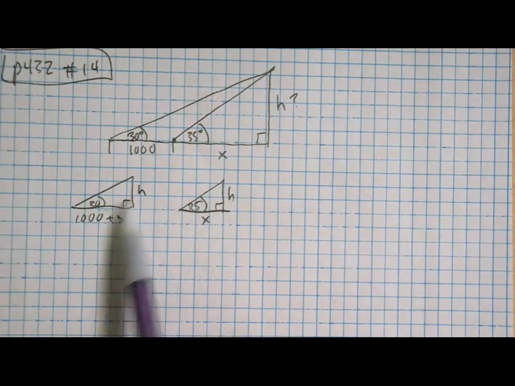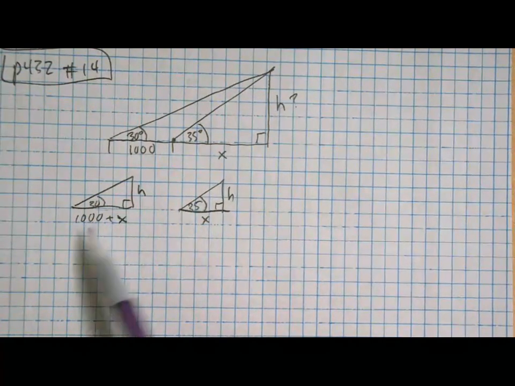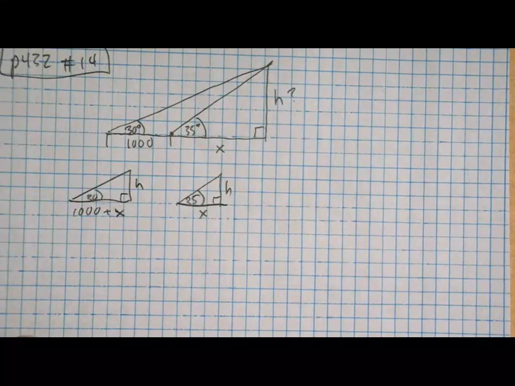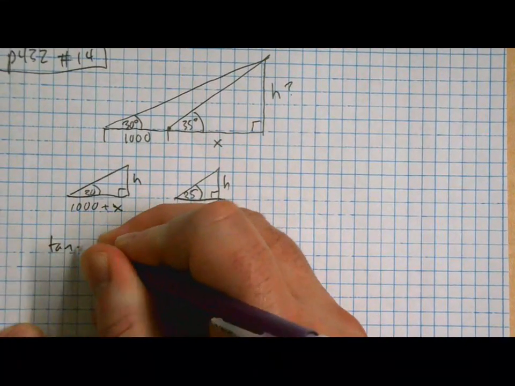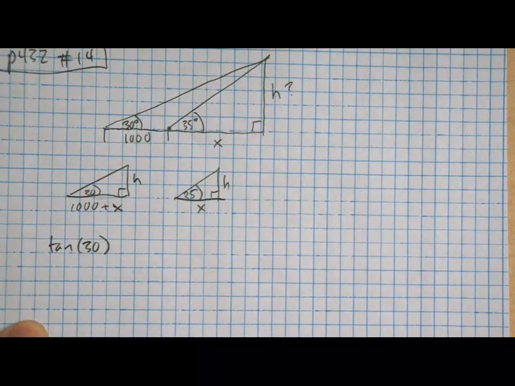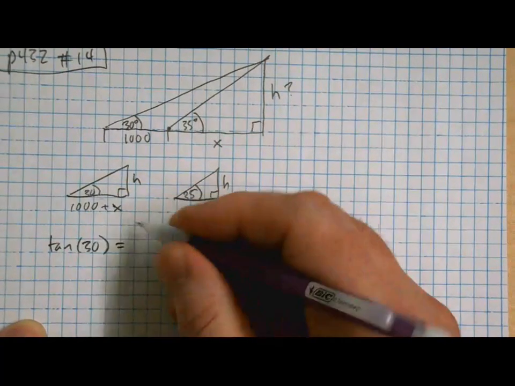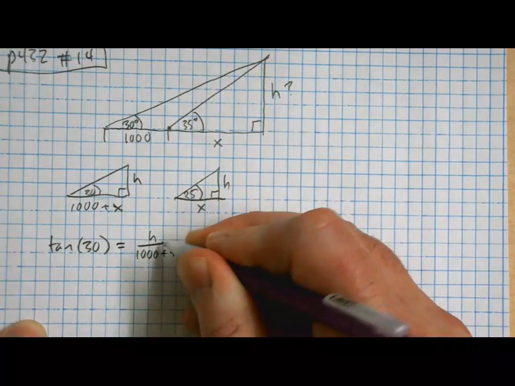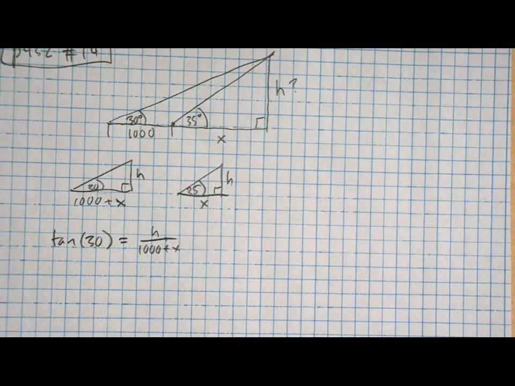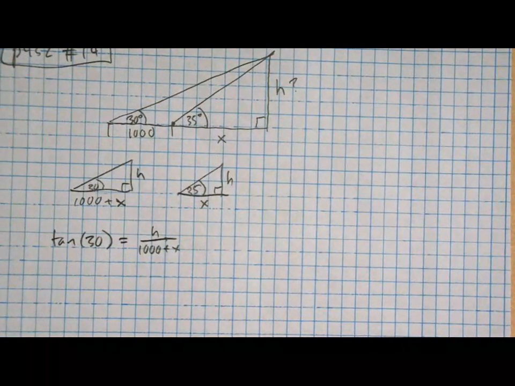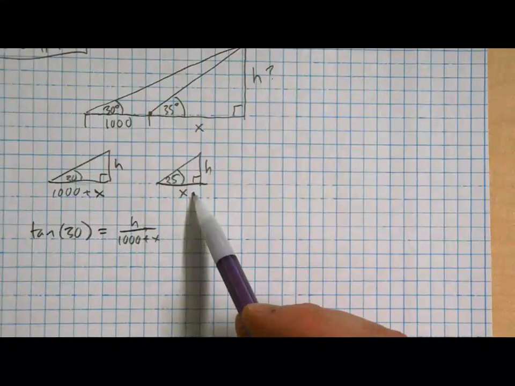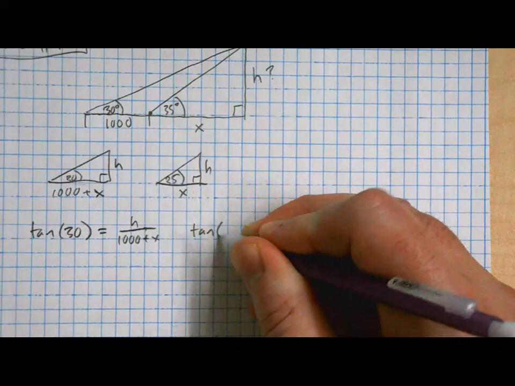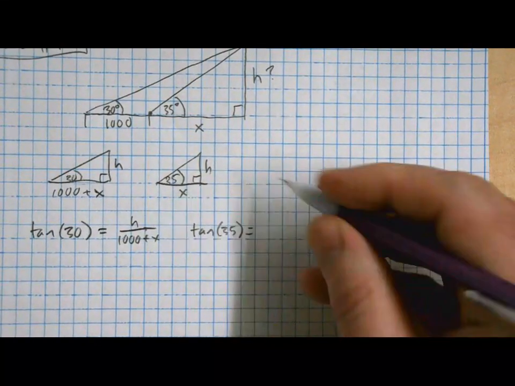So I'm thinking tangent is going to be our trig function of choice. The hypotenuse doesn't come into play at all. It's all adjacent and opposite. So this is going back to just basic SOHCAHTOA from geometry class. Tangent of your angle is opposite over adjacent. That'd be h over 1,000 plus x. We'll come back and play with that in a moment. Let's write an equation for this tangent. This time it's 35, and it's just h over x.